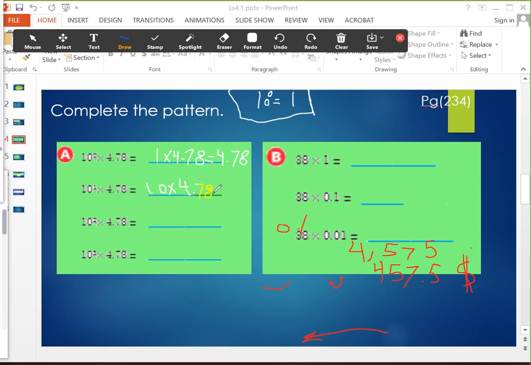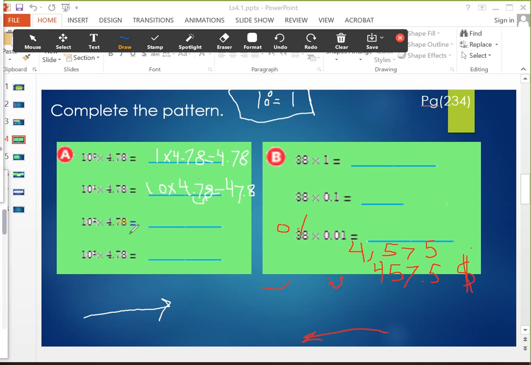4.78. 4.78 equals what? I have to multiply decimal number with 10. That means I have to move the decimal point into the right side 1 digit. So it will be from here to here. So the number will be 47.8.